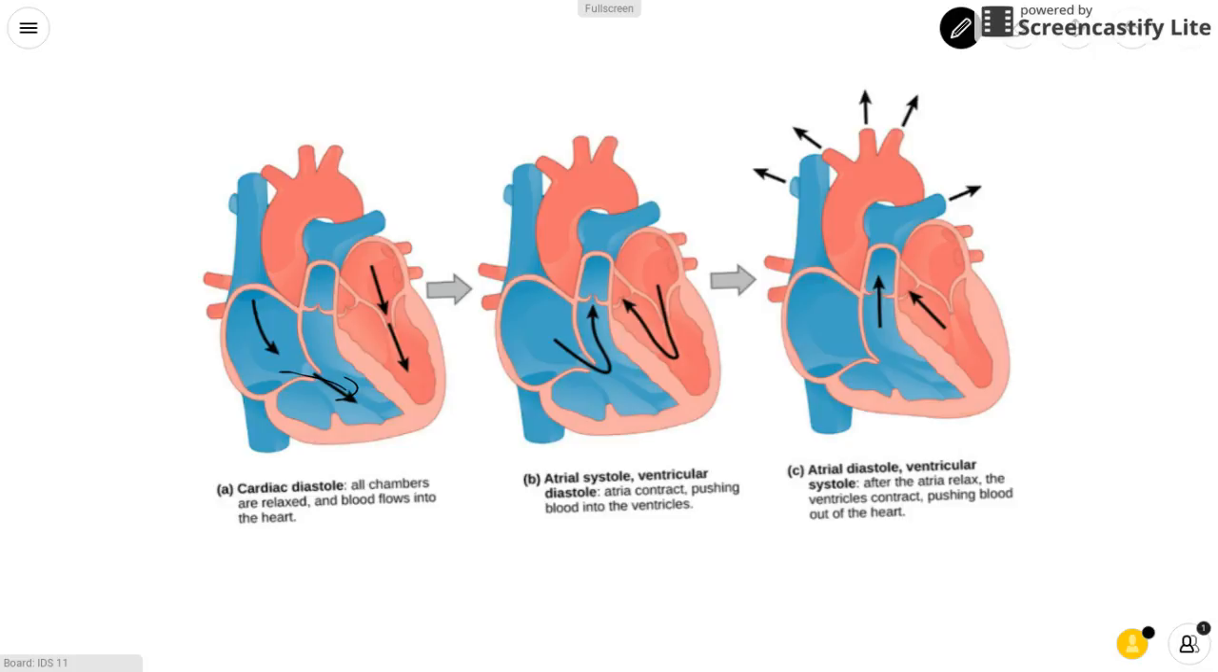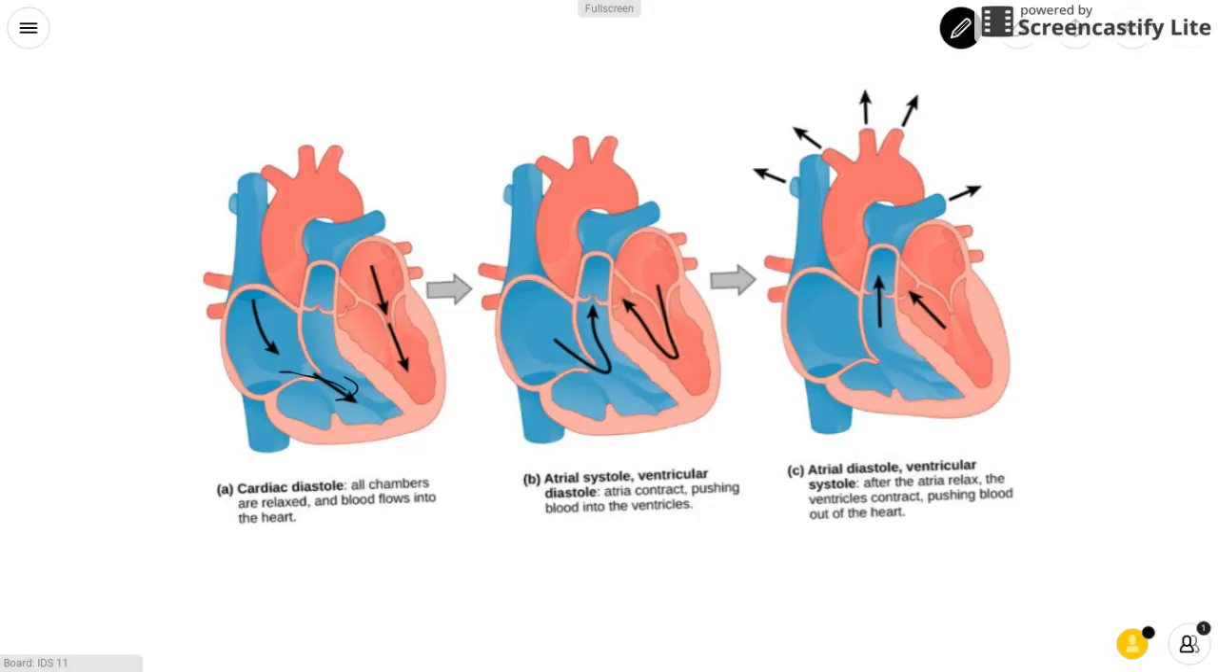The next stage is the ventricular systole, which is when the ventricles contract and push blood into the aorta and pulmonary artery. The pressure forces the semilunar valves open and the AV valves close. So the atria are in diastole.